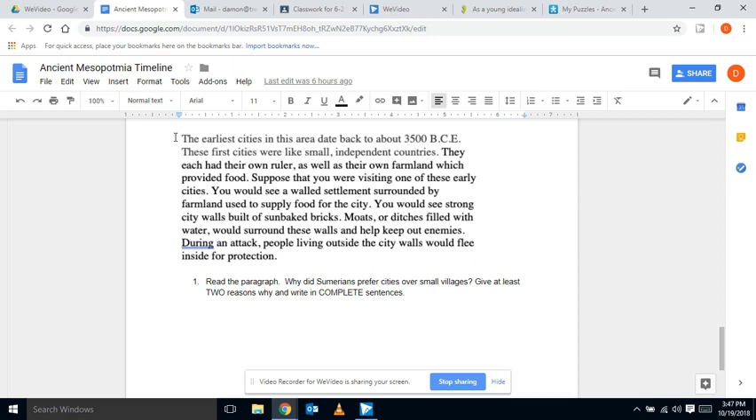So after reading the paragraph, I know that it talks about Sumerians building cities and city-states. So after I read that, I would then go and answer the question. That is all for timeline reading today.